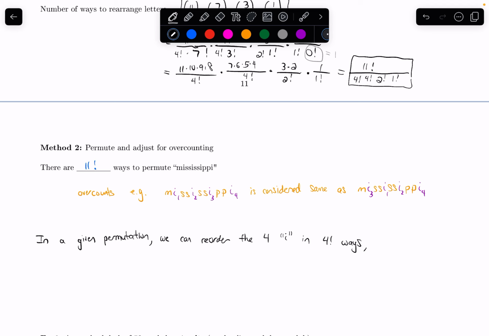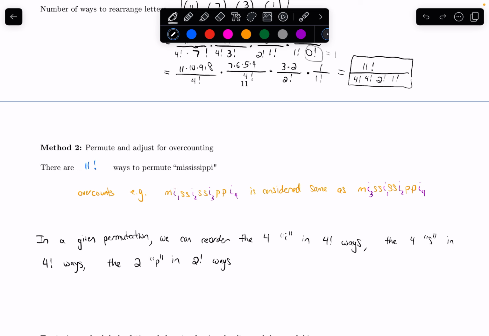Okay. And then what about for the S's? The 4 S's can similarly be reordered in 4 factorial ways. There's the 2 P's, the 2 of the letter P. Those, we can switch their spots in 2 factorial ways. And there's only one M, so I don't have to do anything with the M.